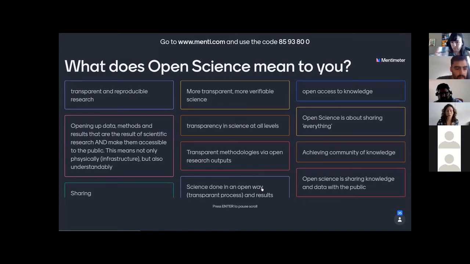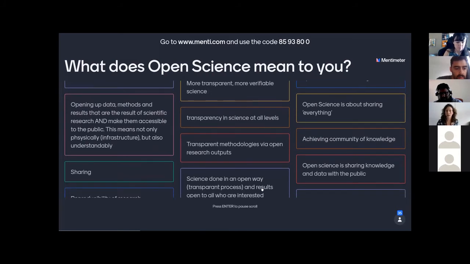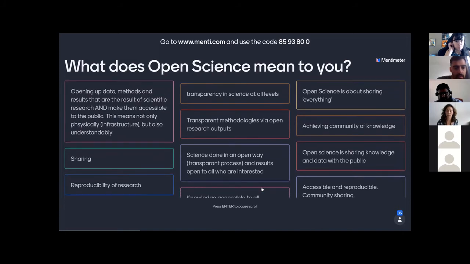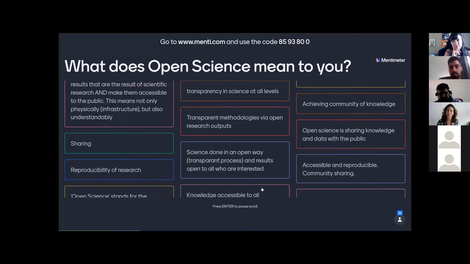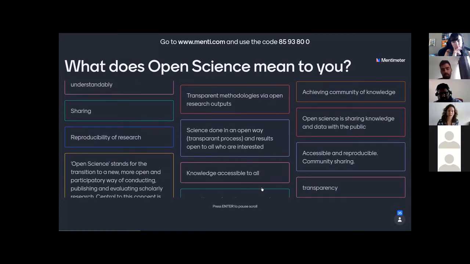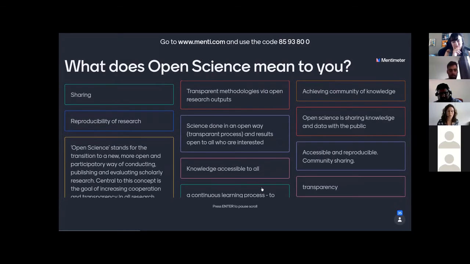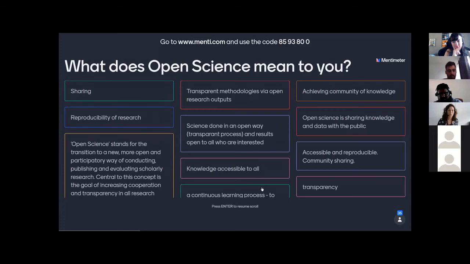Achieving community of knowledge, I mentioned that. Open science is sharing knowledge and data with the public, okay? Science done in an open way, transparent process, and results open to all who are interested. Accessible and reproducible, community sharing, transparency coming back again, knowledge accessible to all.